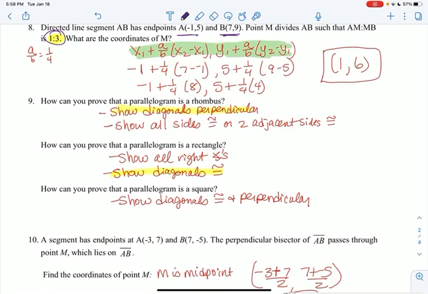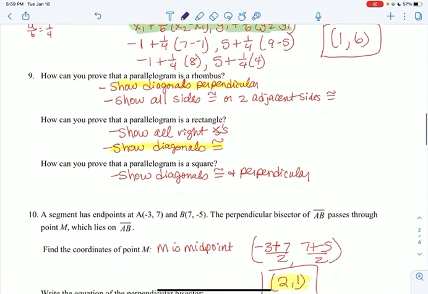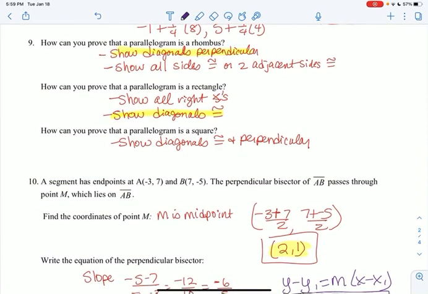How can I prove that a parallelogram is a rectangle? Again, most common thing is the diagonals are congruent to each other. That's the typical question that they ask on the Regents. But you could also show that it has a right angle. And how would I show a parallelogram is a square? If you show those diagonals are congruent and perpendicular. Or, of course, you could just show that it has a right angle and 2 adjacent sides that are congruent.